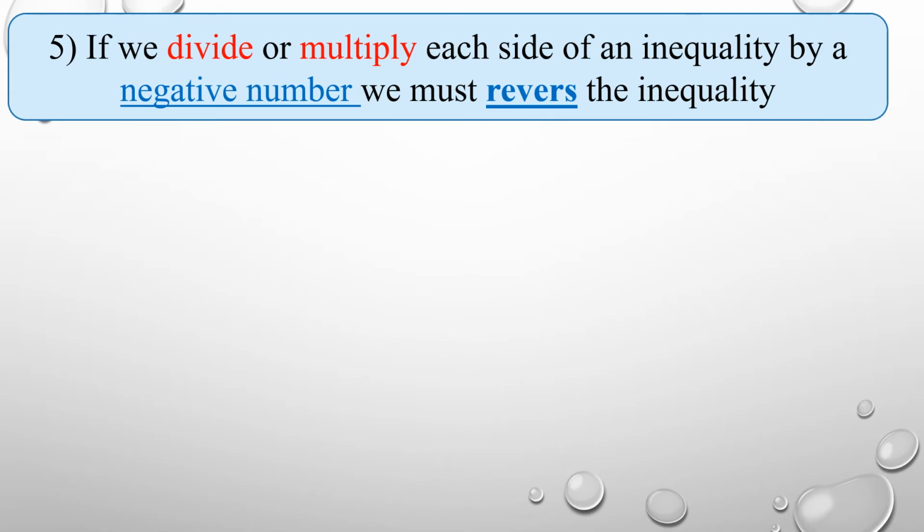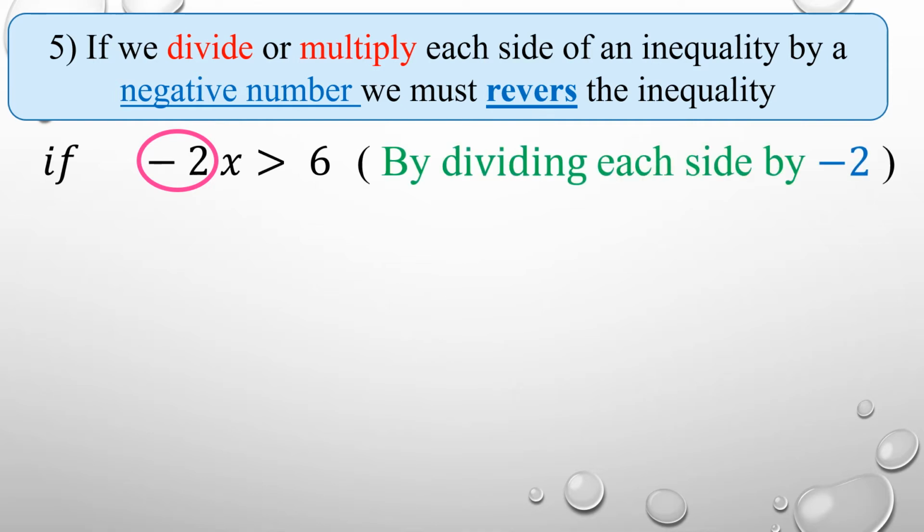Number 5, if we divide or multiply each side of an inequality by a negative number, we must reverse the inequality. As an example, if negative 2x bigger than 6, we can get rid of negative 2 times by dividing the two sides by negative 2. But here we said, if we divide by a negative number, we must reverse the inequality. So this is negative 2, dividing each side by negative 2.